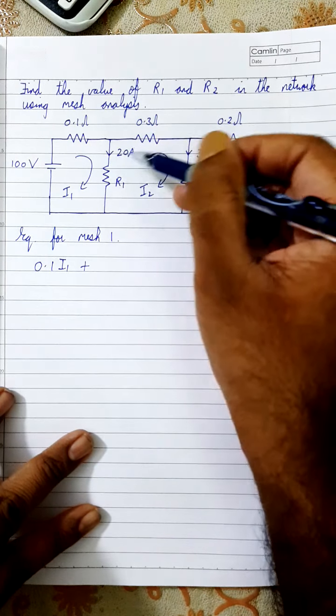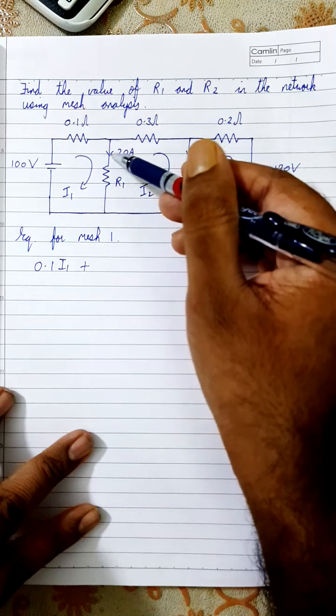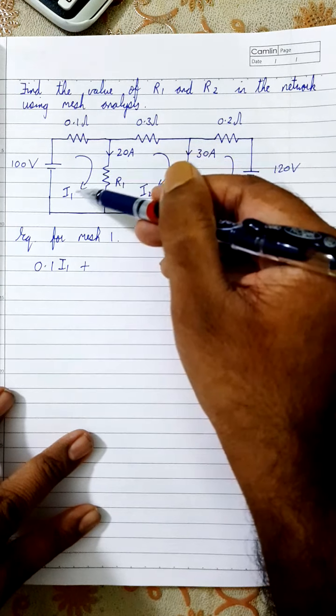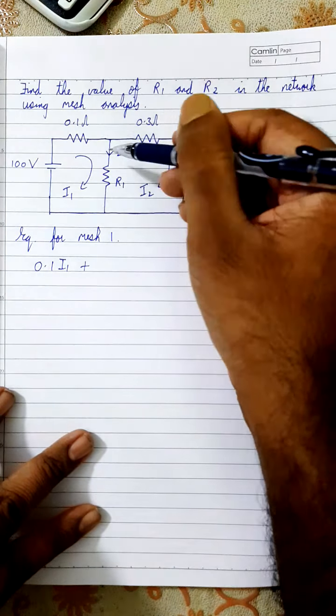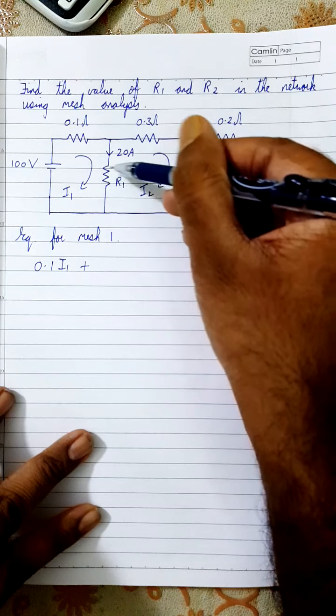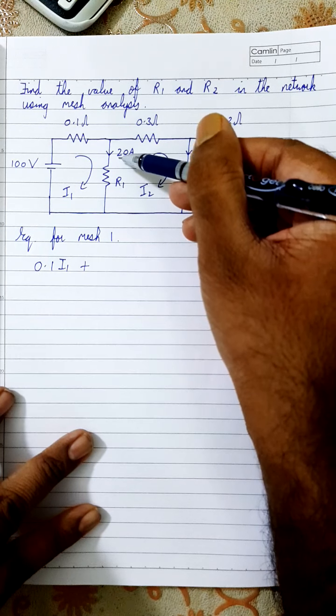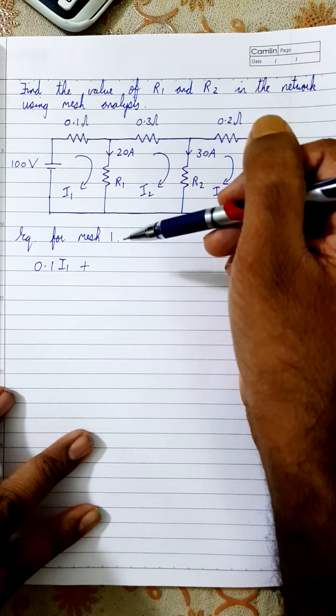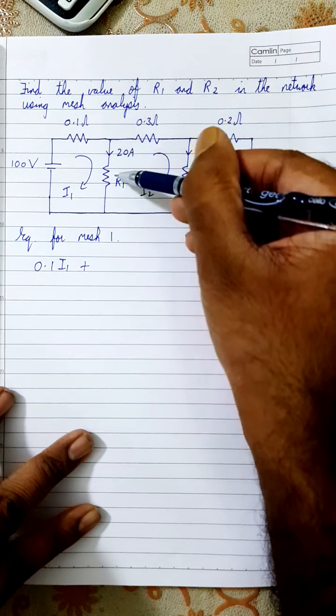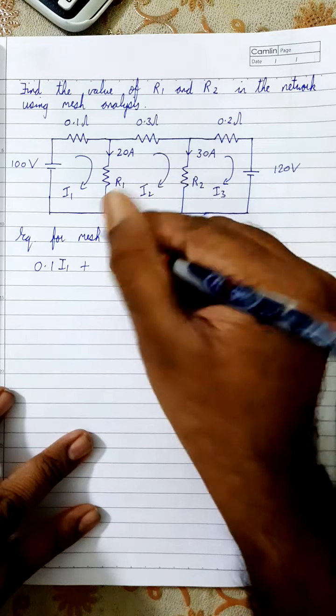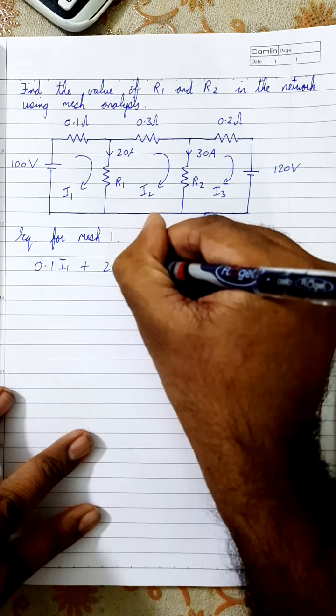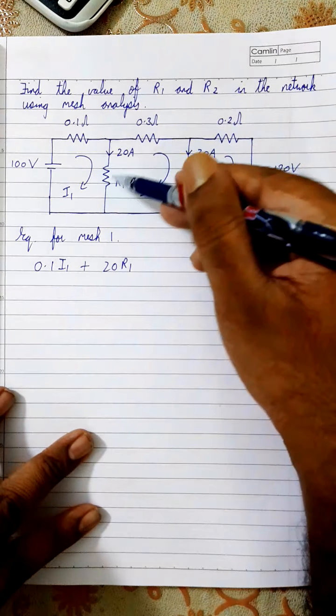So 0.1 I1 is the voltage across this, plus, now what is the voltage across this? This current is flowing in the same direction as I1, right? So the potential difference is from a higher potential to a lower potential. This 20 amperes is flowing in the same direction as I1, so this is plus. And what is the voltage across R1? The current into R1 is 20, and V is equal to IR. This is I and this is R. Therefore, 20 R1 is the voltage across R1.